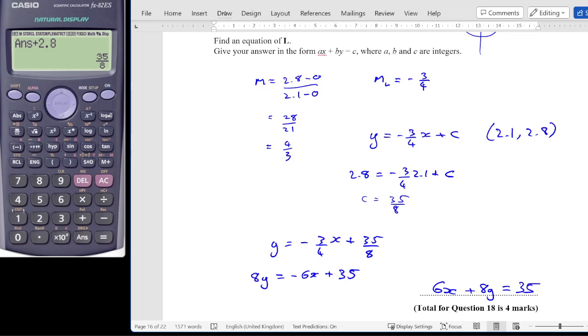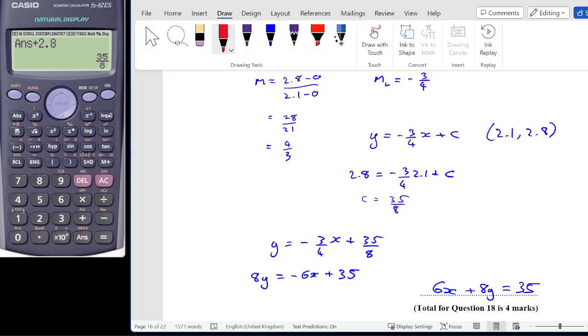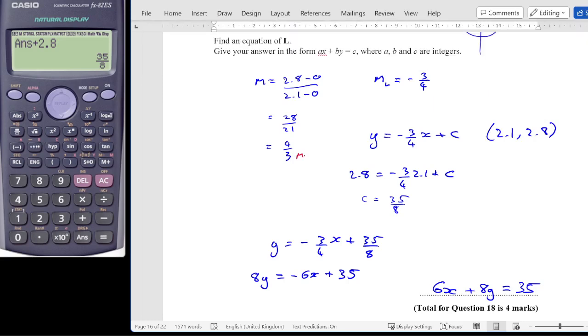Okay, and if we go to the mark scheme then, the mark scheme says it is an M1 for finding the gradient of 4/3. It is then an M1 for taking the negative reciprocal for the gradient of the line L. We've then got an M1 for substituting in the coordinates to find the value of c, and then an A1 for the answer.